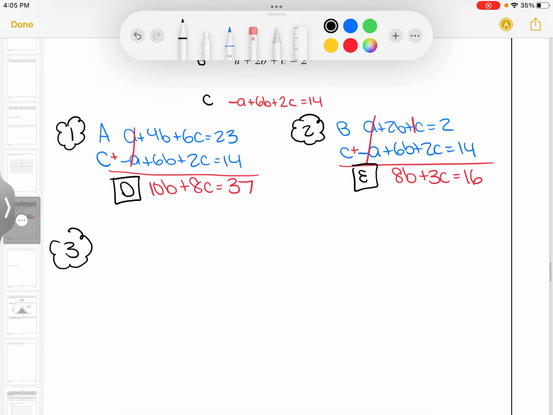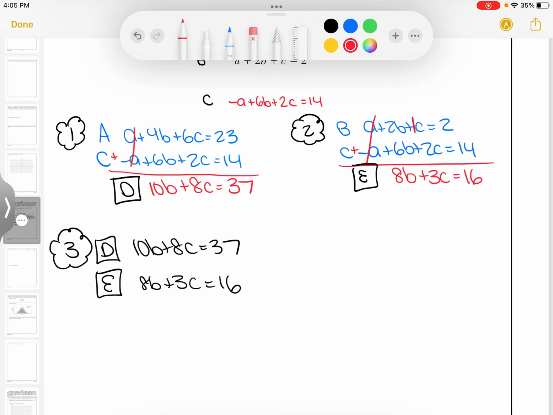So now your third step: what you just did in steps 1 and 2 is you created two equations that are in two variables. So when I put them together, I will now have a 2 by 2 system. So I'm going to put the D and E together. This is 10b plus 8c equals 37. And again, I'm writing them to show all of my work. I also don't want to make any mistakes. So if I keep rewriting the equations over and over again, I'm less likely to do something in my head and make a mistake.